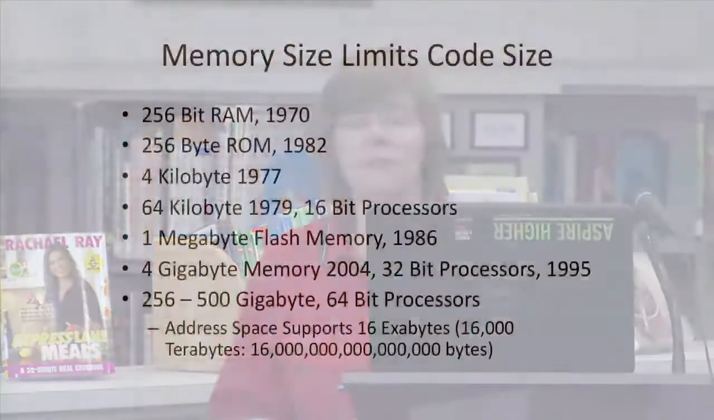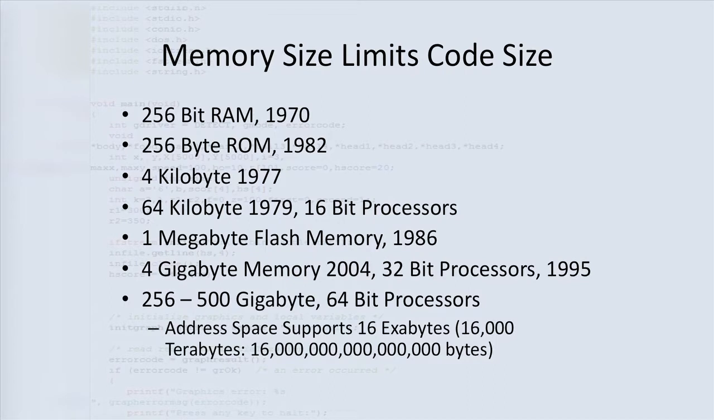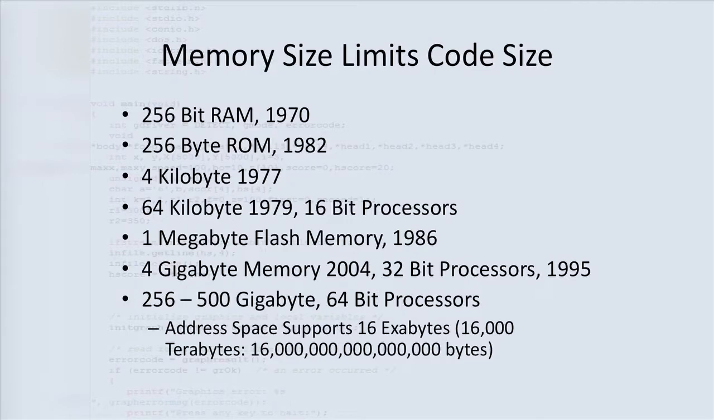So in 1970, we started with a 256-bit RAM, and then grew to 16-bit processors, 32-bit processors. If you buy a computer today, it's a 64-bit processor. That means there are 64 address lines, right? So how many addresses does that mean you can do? Well, look at that. It's 16,000 terabytes, or 16 exabytes. That's how many addresses.